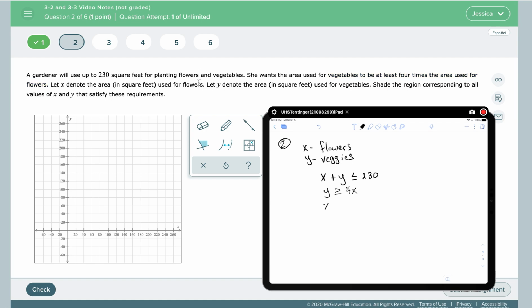And then as we read, so she wants the area used for vegetables to be at least 4 times the area used for flowers. So I want to write my inequality exactly how this is reading. So veggies is Y, and then at least is greater than or equal to 4 times, and then X is flowers. Okay. And then again, I need to remember to include x greater than or equal to 0 and y greater than or equal to 0 because we can't have a negative number of flowers or vegetables.